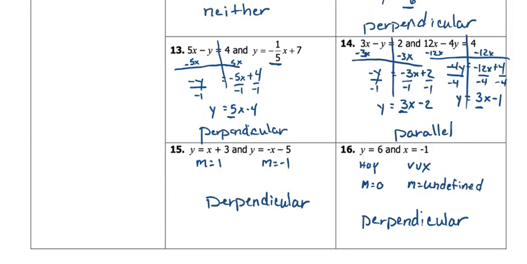So again, parallel and perpendicular, it's all about the slope. If they're the exact same, you have parallel lines. If you have opposite reciprocal, you have perpendicular.